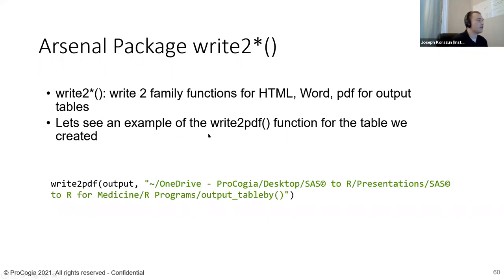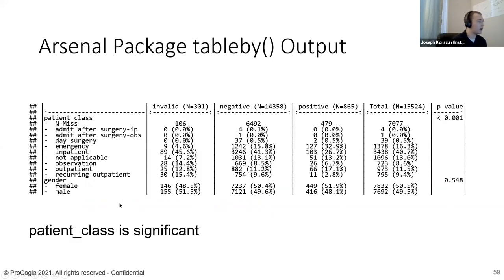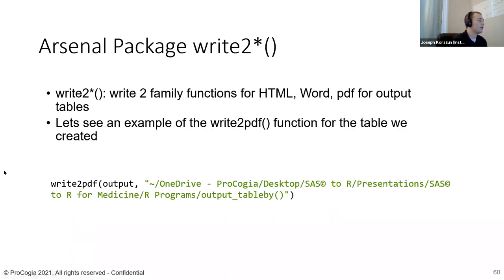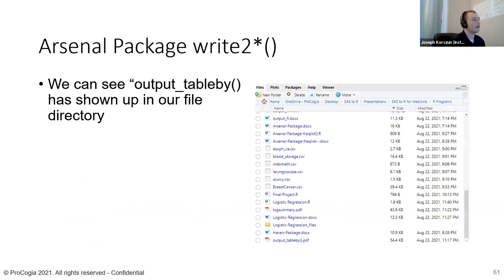So let's look at an example of the write to PDF function. It's a very simple command, right? We saw our output table from above, so we have the summary of the output for this table right here. All we're going to do is call write to, then the number two, and then PDF. We define the output table that we specified before, and then the pathway we defined it to. Don't mind the parentheses here, that's just the naming convention. You can name it whatever you would like. And if we look all the way at the bottom, we have the output table PDF. That's what it would look like when it's showing up in your given directory.